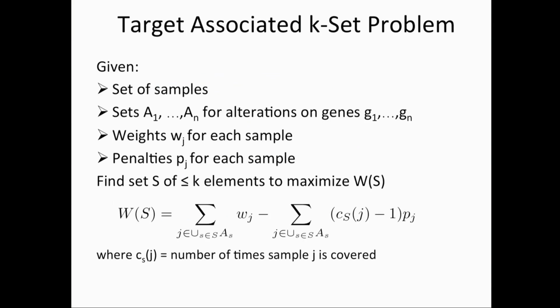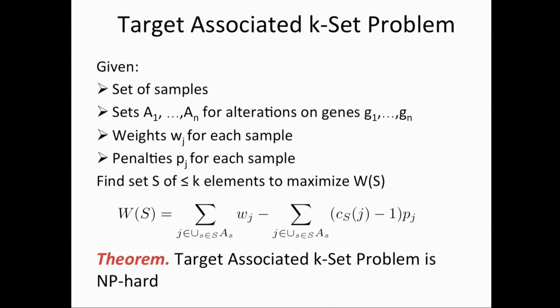Okay. So more formally, given the set of samples, the set A1 up to An of alterations in genes G1 to Gn, and the weight Wj for each sample, and the penalties Pj that we derived from the weights, we want to find the set of at most k elements that maximizes this weight, that is just the sum of the weights of the patients in which there is at least one mutation in the k genes we select, minus the penalty that corresponds to penalizing alterations that are not mutually exclusive.